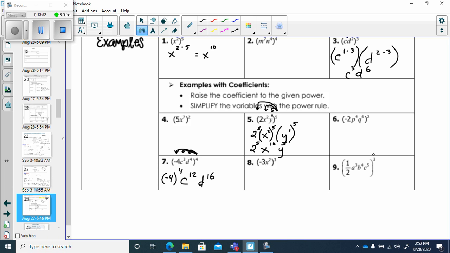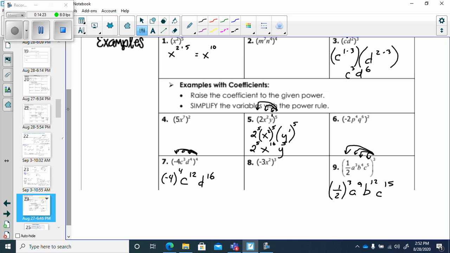And then let's do this one. This is a coefficient in front. It's not a base. We're going to distribute this to each one of these. Okay? That would be 1/2 raised to the 3rd power. A raised to the 3 times 3, which is 9th power. B raised to the 4 times 3, which is 12th power. C raised to the 5 times 3, which is the 15th power. Okay? Simple enough.